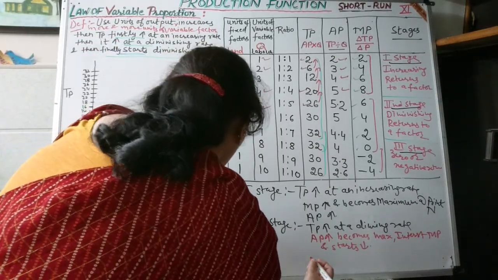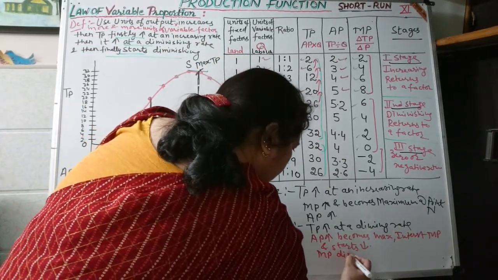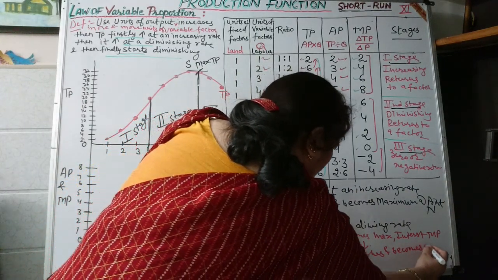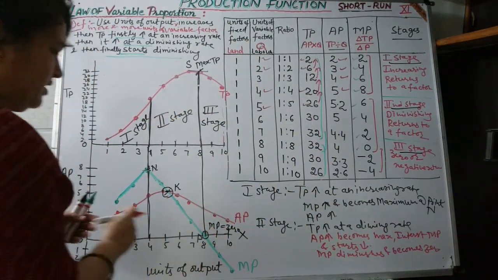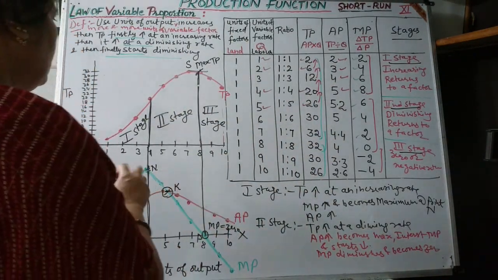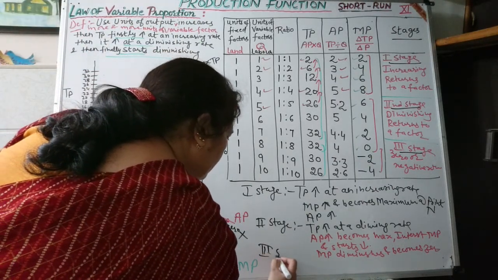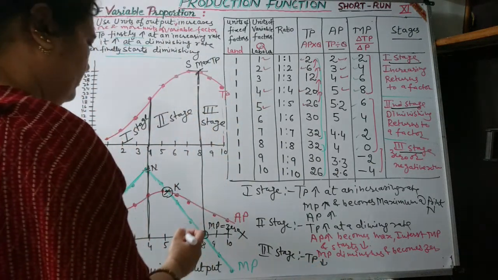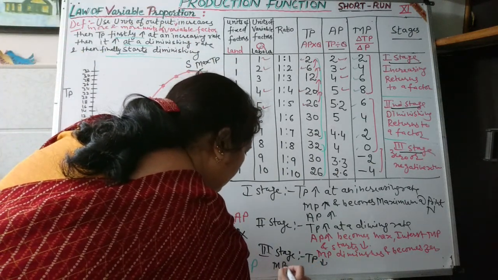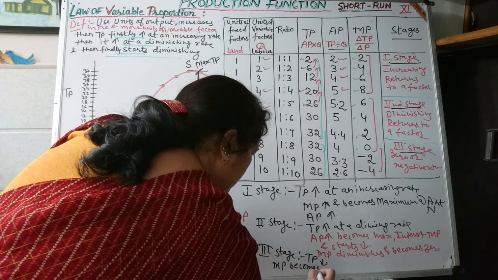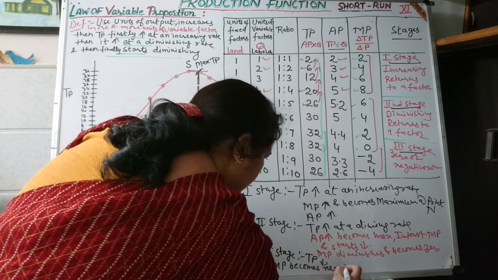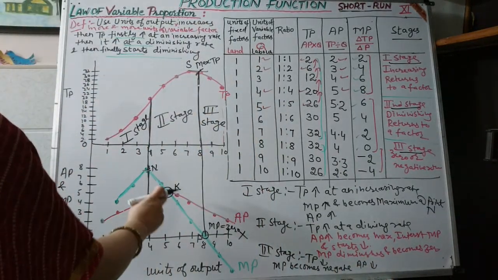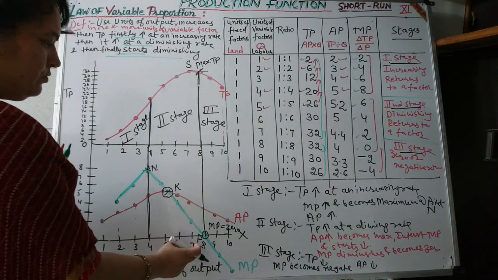And what is the position of MP? MP diminishes and becomes 0. And what does the third stage represent? In the third stage, TP starts diminishing, MP becomes negative, and AP diminishes. This was all about the 3 stages of production.